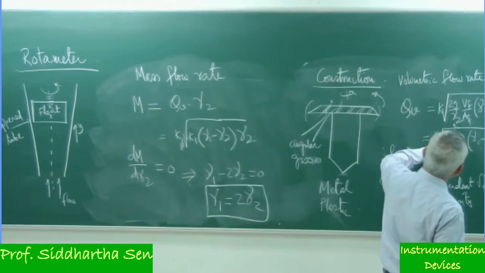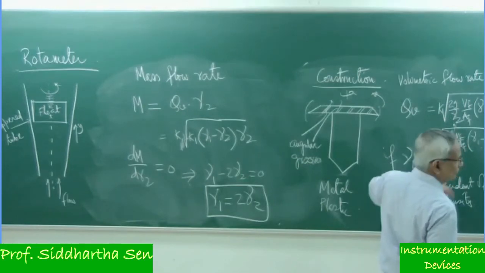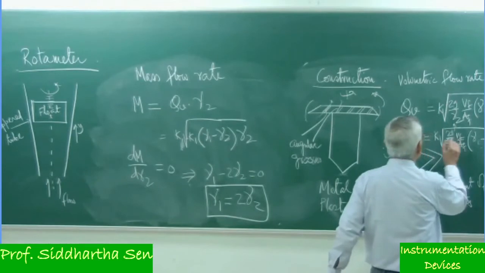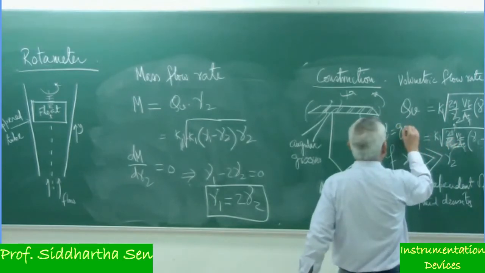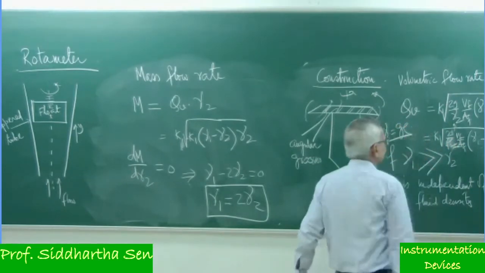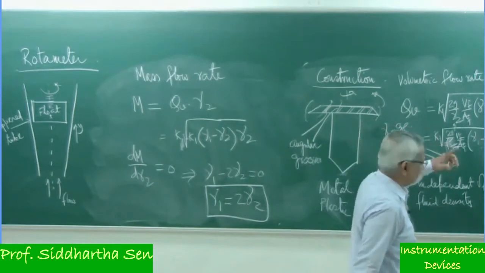You know what, gamma 2 is equal to rho 2 into G. So, it is rho 2. Gamma, you know, is equal to rho into G. Okay. So, no gamma there, it is rho 2.